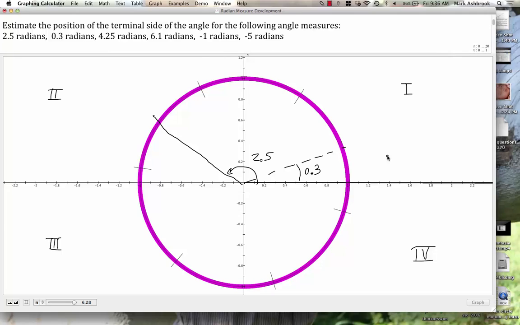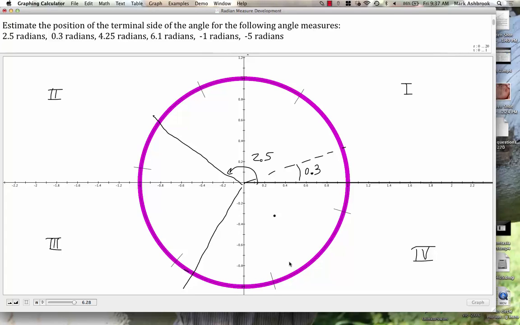Okay, 4.25. Tyler. Quadrant 3. Just a little bit past the 4. Yep, so here's 4, so we went another quarter radius length past 4. Something like that. There's your 4.25, swept from 3 o'clock.